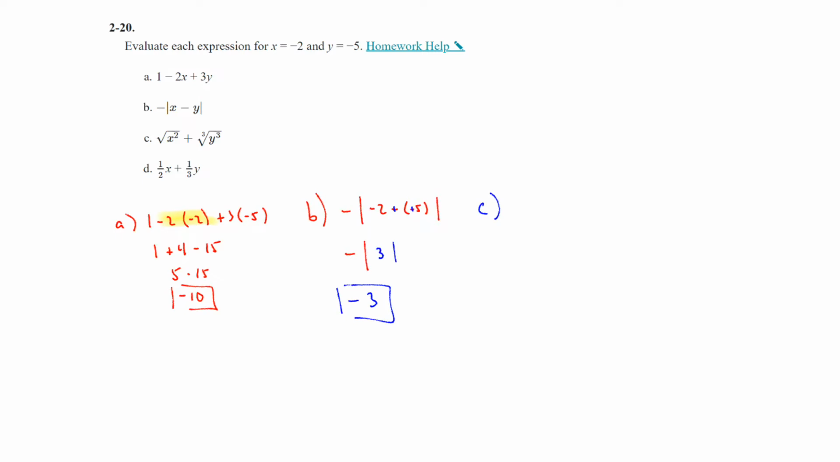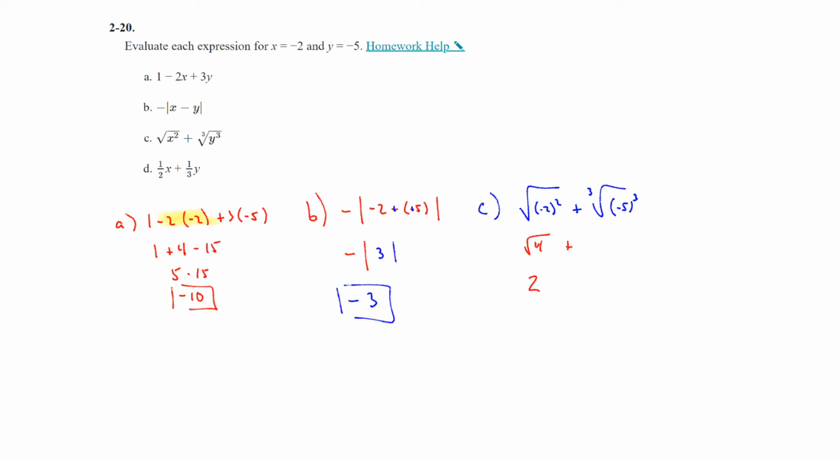On C, we have some square and cube roots. It looks like the first one is the square root of x squared, so -2 squared, plus the cube root of y, which is -5 cubed. Now, we might notice something on this one because we are taking the square root of something squared and the cube root of something cubed, and they do undo each other. But when we square a negative, the problem is that when you square a -2, you get a +4. So the output is a +2.